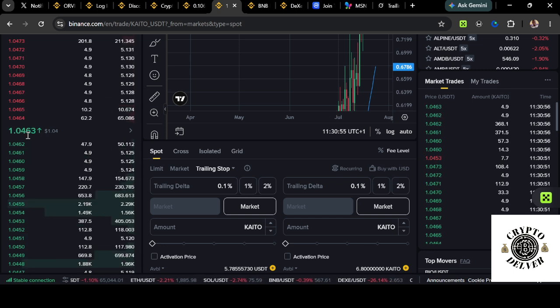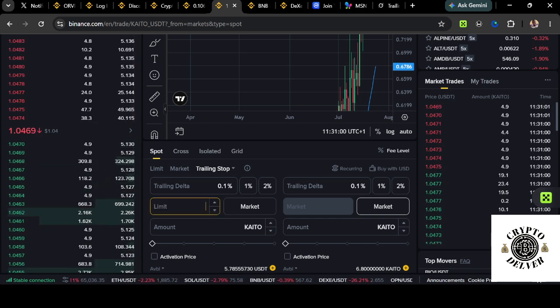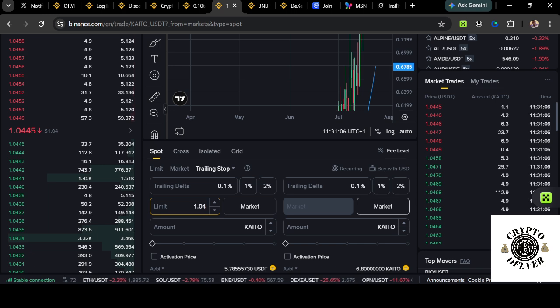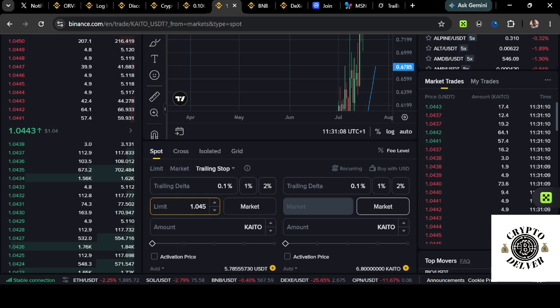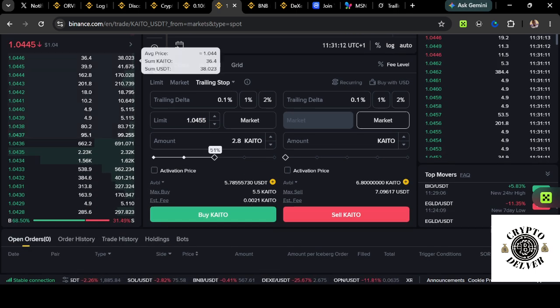Okay, and I'm using 0.1%. So if I use limits, that means it will not calculate the 0.1% until it gets to that particular price. So let me say 1.04 as limit, 0.045. Okay, and I do the same thing I did before. It's going to do that again for me.